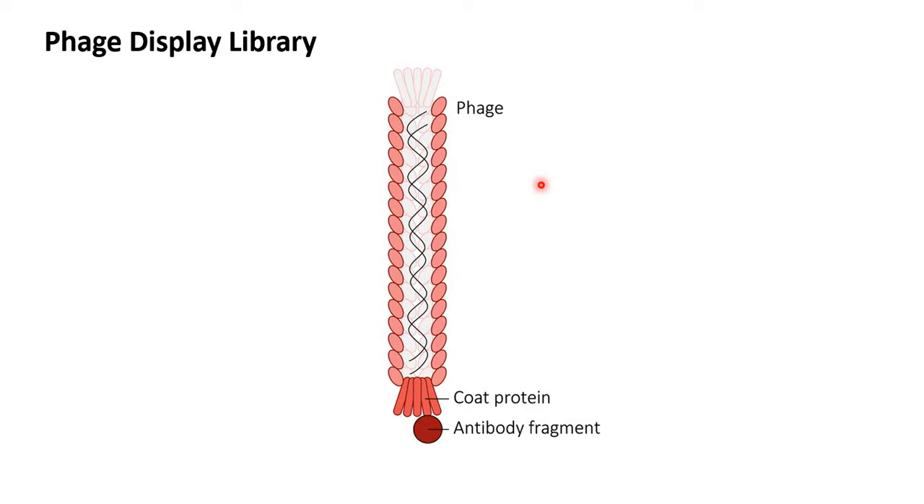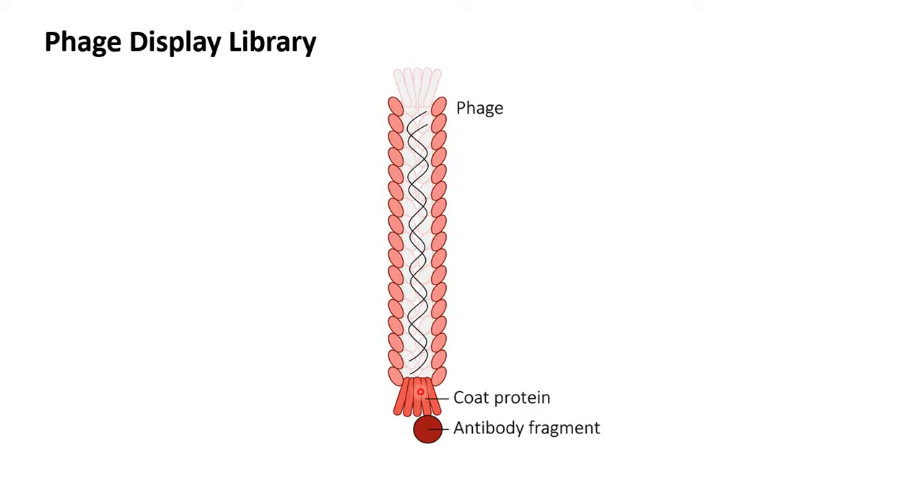Today we are going to discuss the Phage Display Library. Usually the library is of antibody, so most commonly it is called Phage Display Antibody Library. As you can see here, this is the phage particle. It has DNA, this is genetic material, and it has the coat protein.